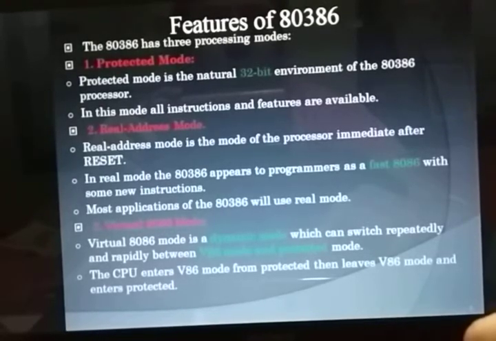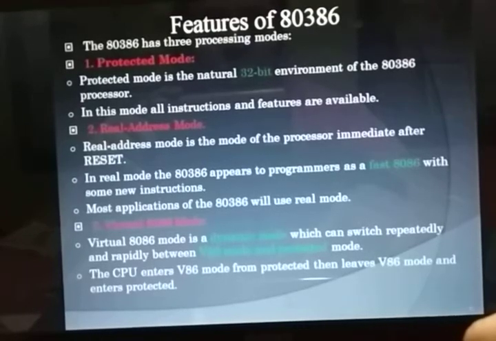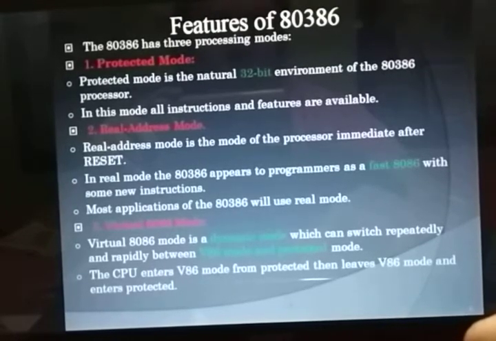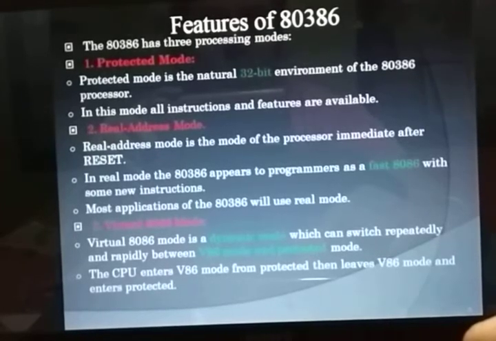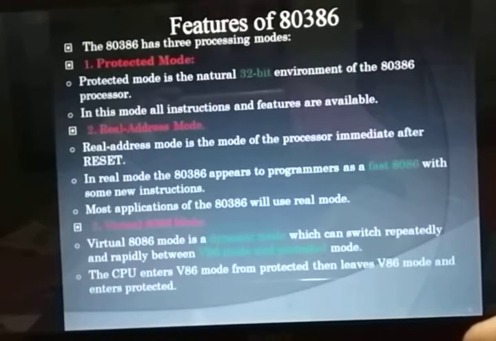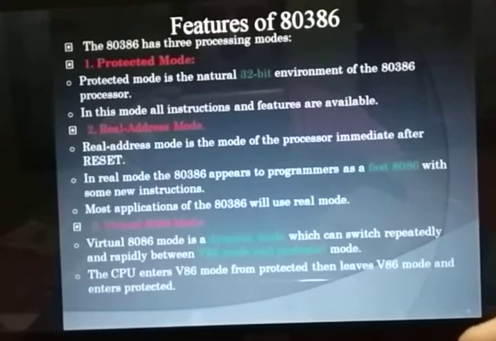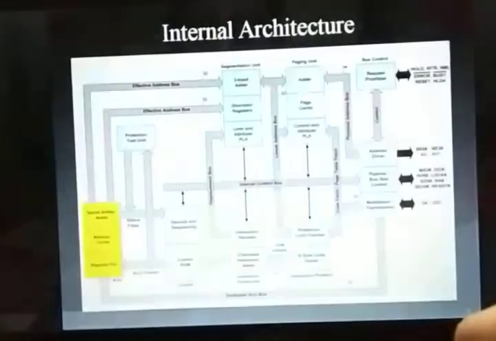So this is a feature of virtual addressing mode. The 80386 has three processing modes: protected mode, real addressing mode, and virtual addressing mode. In virtual addressing mode, you basically process applications related to the real addressing mode, because you cannot execute this type of application in protected mode.